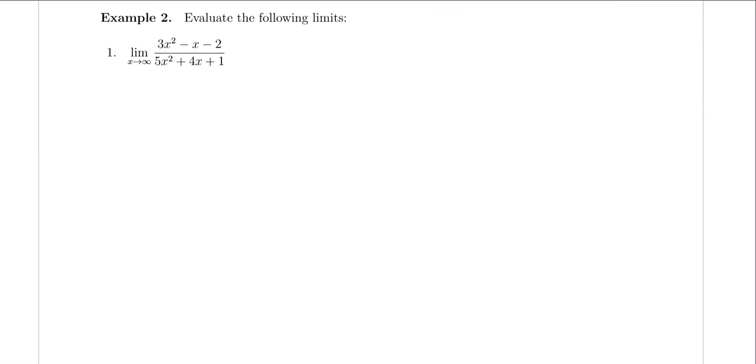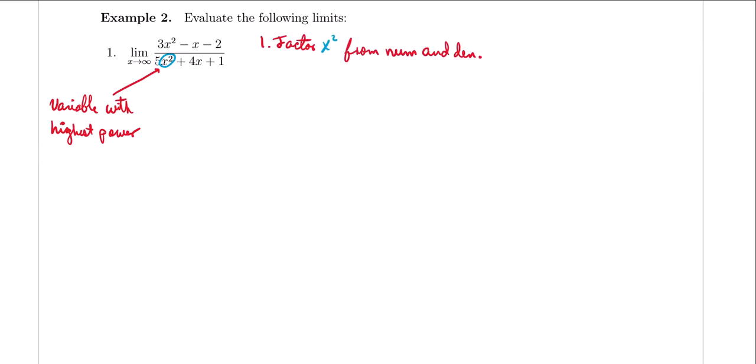With example 2, our first limit is the limit as x approaches infinity of 3x squared minus x minus 2 all over 5x squared plus 4x plus 1. I want you to take a look at the denominator and identify the x with the highest power. We see here that x squared is the x with the highest power in the denominator. Now, we're going to factor the x squared from both the numerator and denominator. So we have the limit as x approaches infinity, and I'm going to factor the x squared from the top. So what's left over?